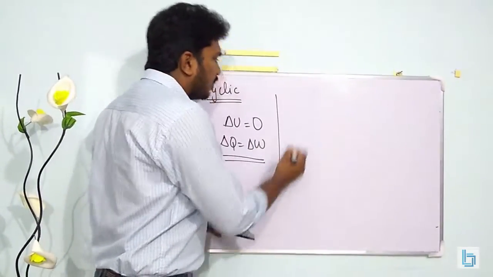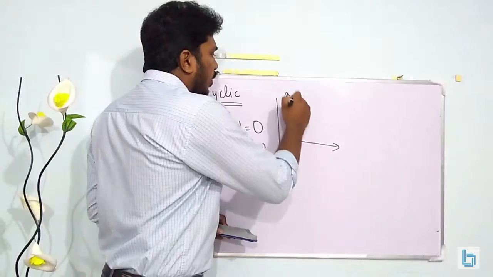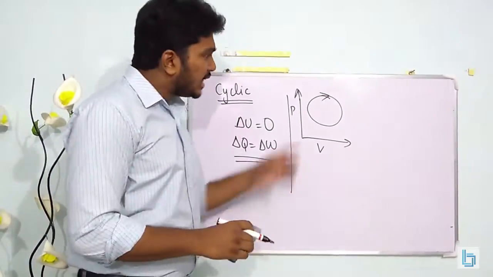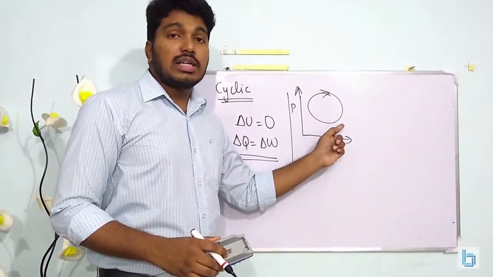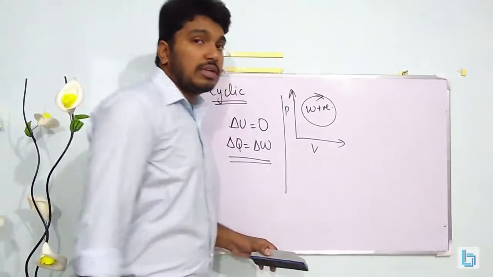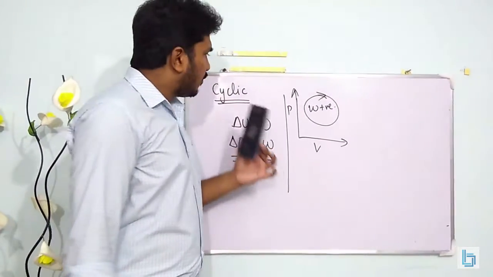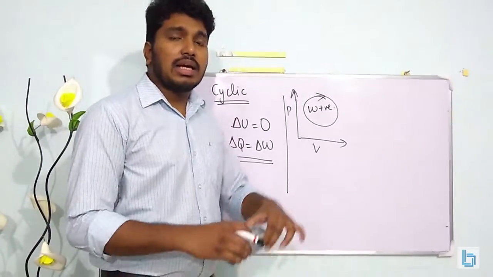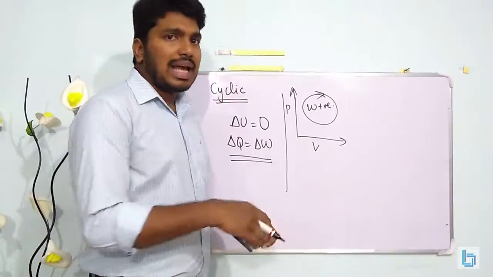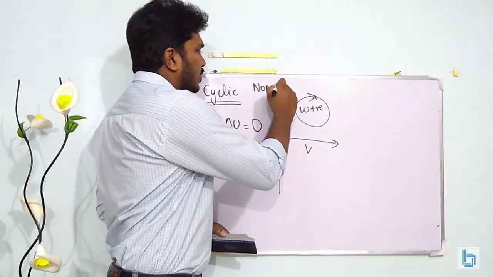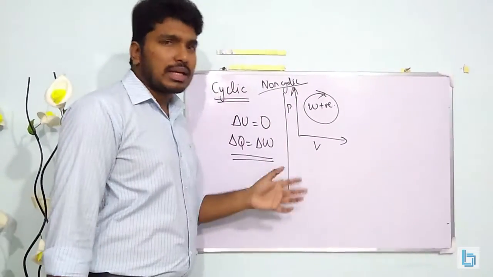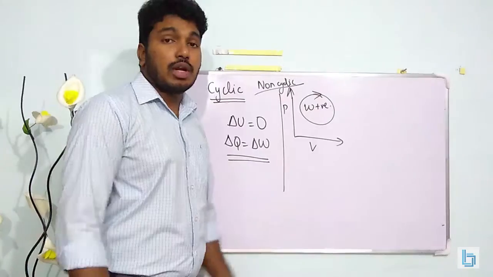And another point that I previously mentioned was that if we are drawing a PV indicator diagram for a cyclic process, if the cycle is clockwise, the work done will be positive, and if the cycle is anti-clockwise, the work done will be negative. And for a non-cyclic process, it is again given by the area under the graph, corresponding portion. So do remember about a cyclic and a non-cyclic process. Once you remember cyclic, you can actually answer the corresponding conditions for a non-cyclic process also.